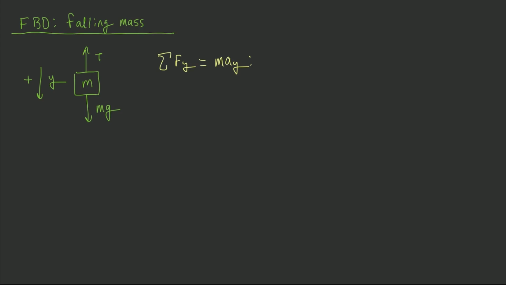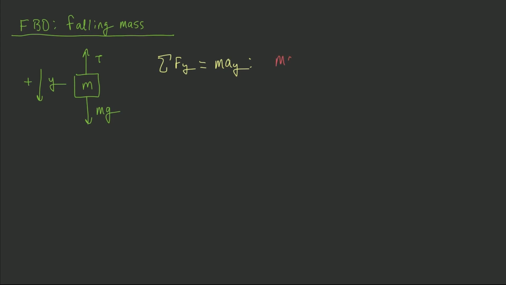So the sum of the forces in y is equal to positive MAY. So what we're going to have then is mg minus T is equal to MAY. Now the sticking point here is determining what AY is. So if we now assume that we have a constant length, non-slipping rope.